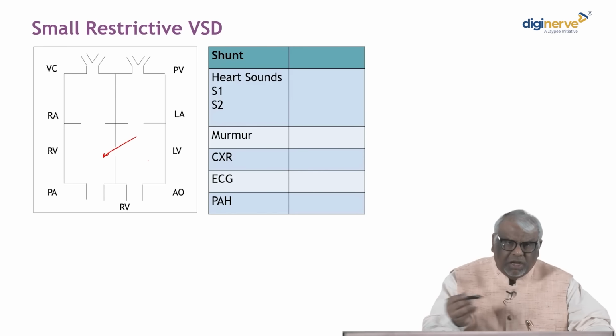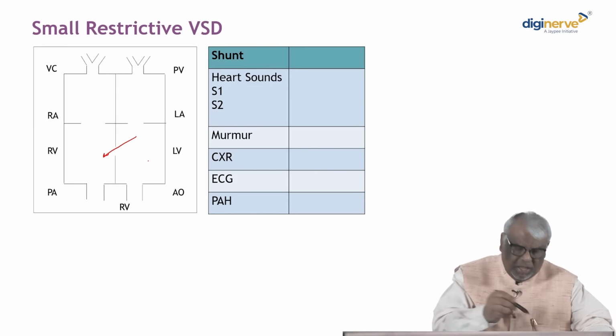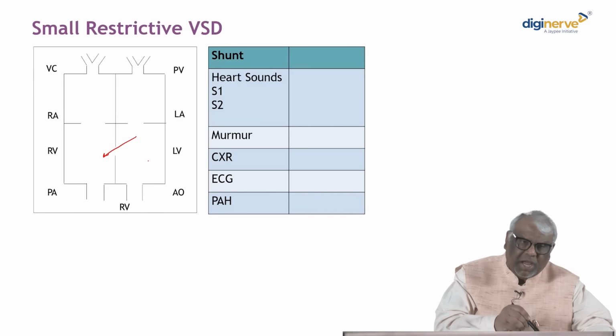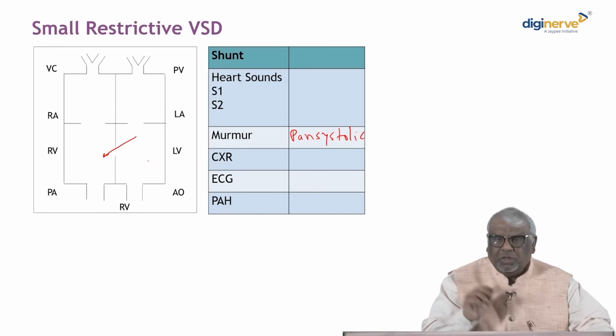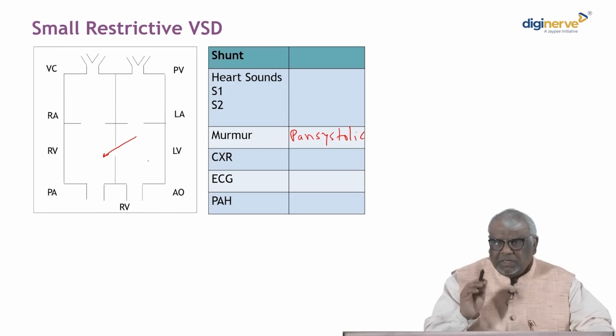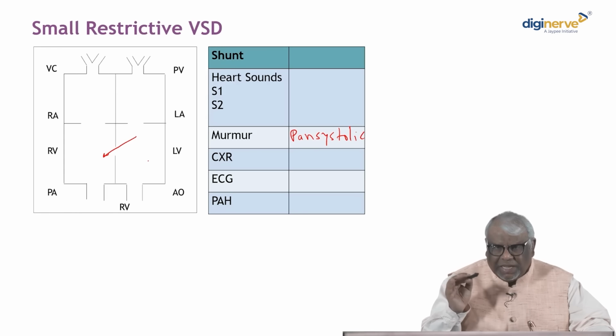The shunt starts very early and it continues throughout the systole, because the pressure in the left ventricle remains higher than the right ventricle. So, in a small VSD, when the shunt continues throughout the systole, it becomes a pan-systolic shunt murmur. So, this is an important point. As the size of the shunt increases, the duration of the murmur decreases.